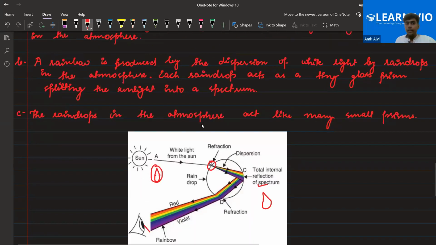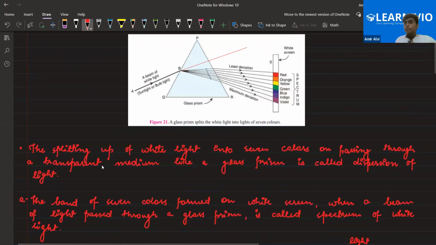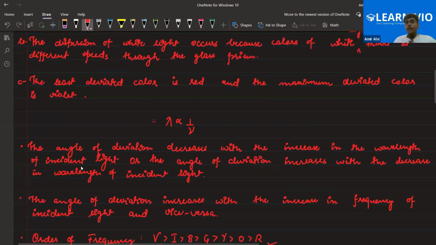The question said dispersion of light from a transparent medium passing through a transparent medium. It is not saying it is only a prism. It can be other than a prism. We are just comparing this raindrop with a prism so that you can understand in a proper manner. That is the thing. Clear, Aisha? Yes, sir. Okay, so that is it.